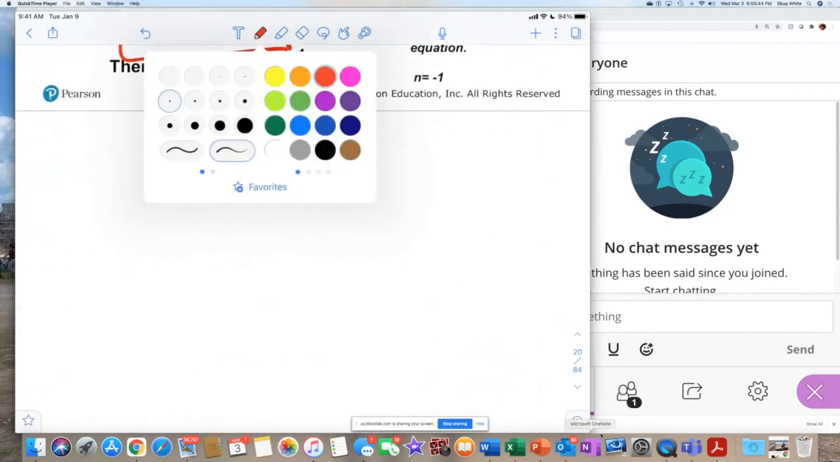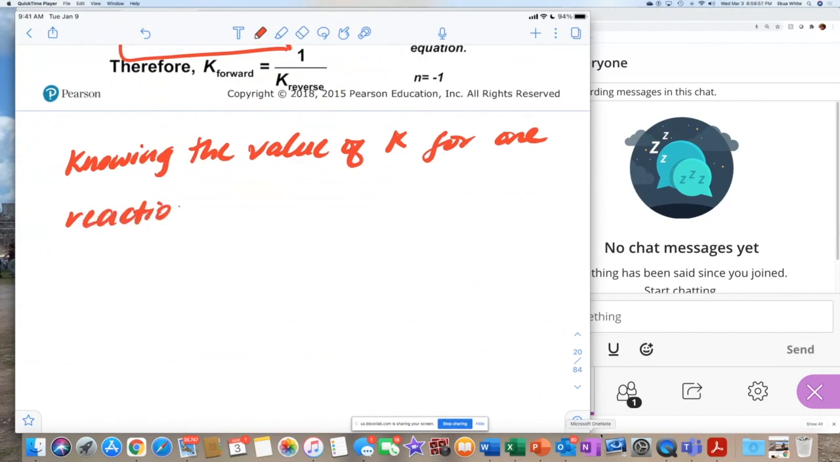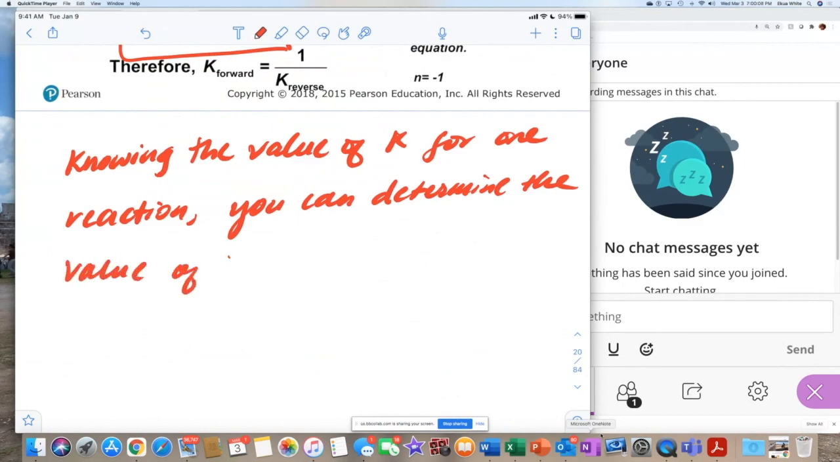What does any of all of this mean? This means that, knowing the value of K for one reaction, you can determine the value of K of another related reaction.